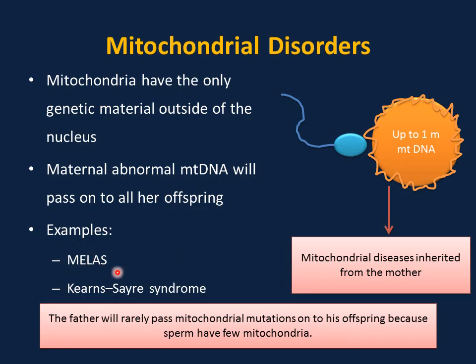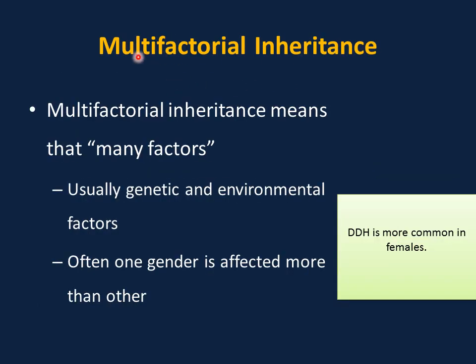Mitochondrial diseases include MELAS, which is mitochondrial encephalopathy, lactic acidosis and stroke, and Kearns-Sayre syndrome, which is progressive ophthalmoplegia and cardiac defect. There is another form of inheritance, multifactorial inheritance. It means that there are many factors, for example, genetic and environmental factors. Often one gender is affected more than the other, for example, DDH or developmental dysplasia of the hip is more common in females than males.